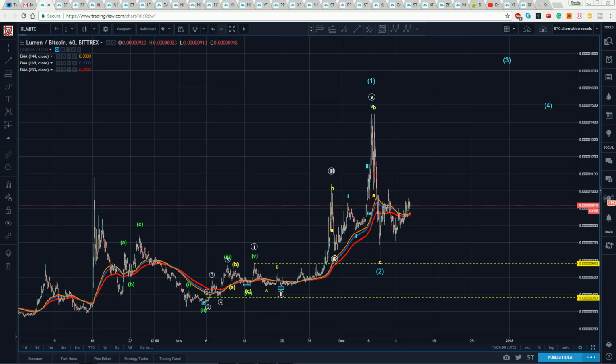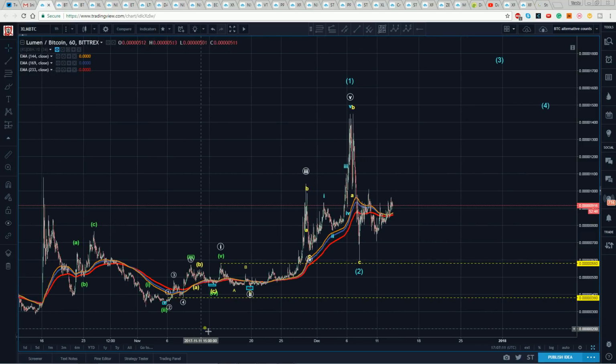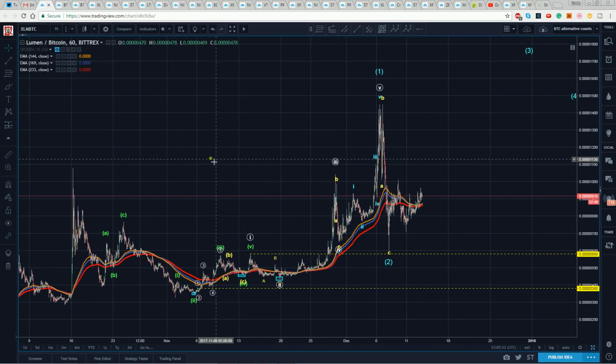Another member requesting a look at Stellar Lumen to Bitcoin. So this has been really an interesting coin. It's been quite tricky here, and you can see I've got it labeled here. This is my primary account. Now, it's been technical, right?